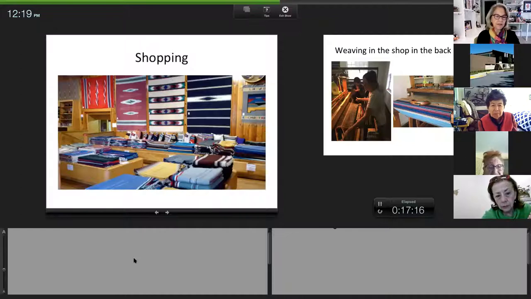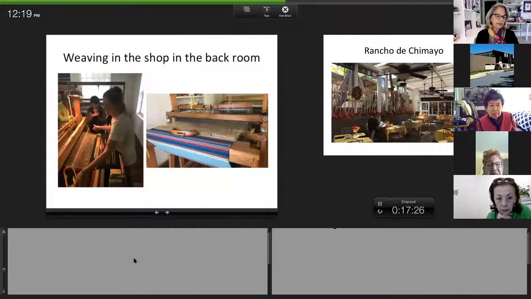So we had lots of fun shopping in here. They had blankets, they had bags, they had shawls, all kinds of lovely, beautiful things. And in the back, a young girl demonstrated for us how the weavings are made in the shop.